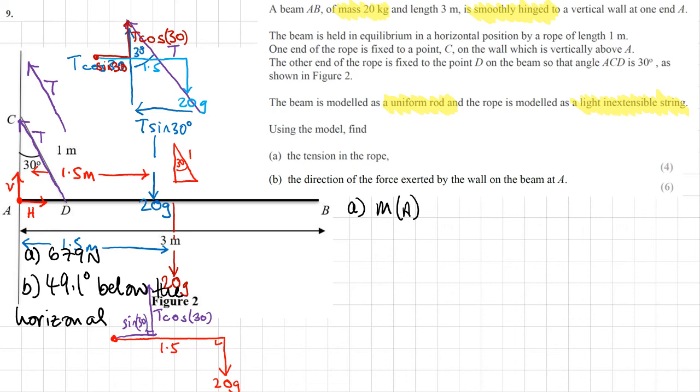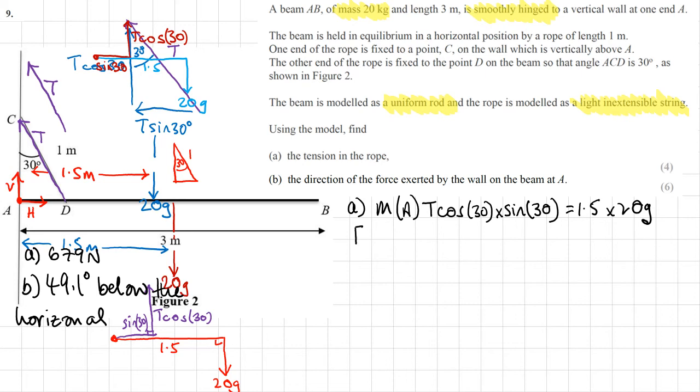Right, so now I can take moments about A. So my anti-clockwise moments will be T cos 30, that's the force, times by the distance, which is sine 30, is equal to the clockwise moment, which is 1.5 times by 20G. 1.5 times 20G. Right, let's see what that gives us.